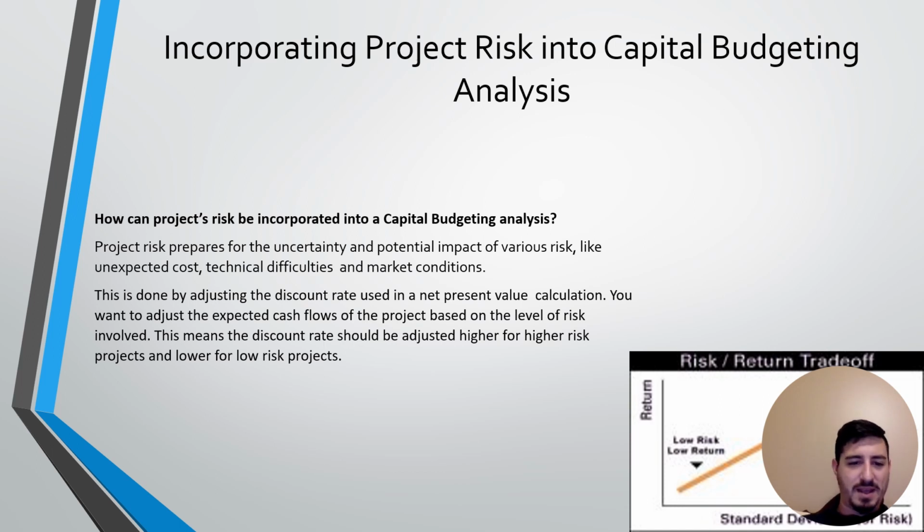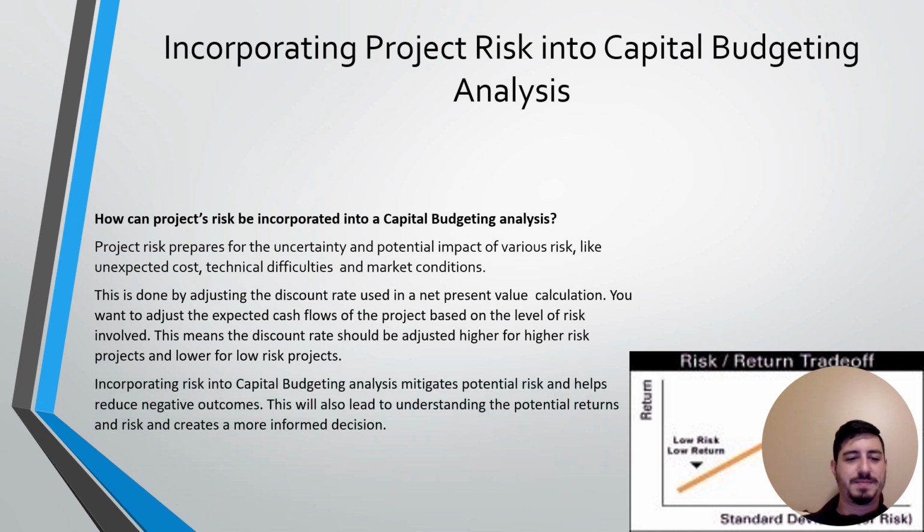This means that the discount rate should be adjusted higher for higher risk projects and lower for lower risk projects. Incorporating risk into the capital budget analysis mitigates potential risk and helps reduce negative outcomes. This will also lead to understanding the potential returns and risk and create a more informed decision.